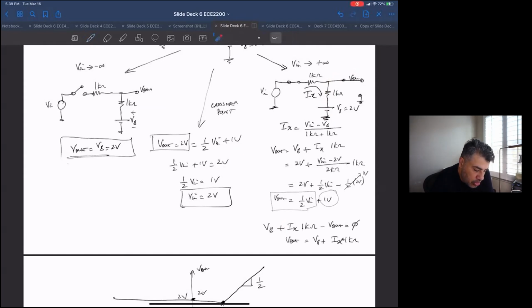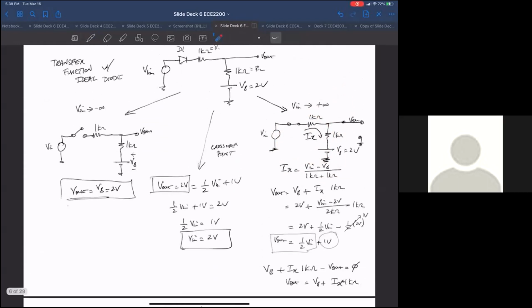So I'm doing 2 KVLs here. One is Vn minus IX 1K ohm minus IX 1K ohm minus VB is equal to 0. I didn't really write that, but that was the equation. Then I move it around and I get IX is equal to this. Did that make sense, Nelson? That first KVL? I think so. I can write it for you.